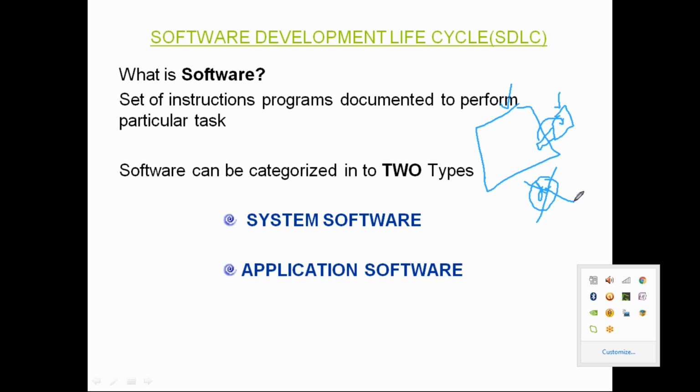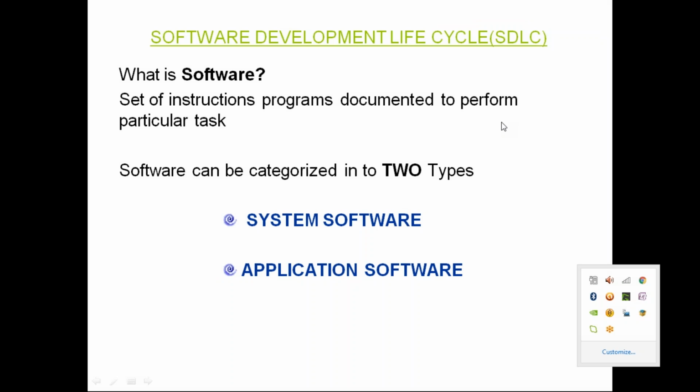Literally, the software which helps to organize or helps your system to work, those types of software are nothing but system software. Right? Simple. Now application software is the software we see in our daily life. The rest of the software apart from system software is known as application software.